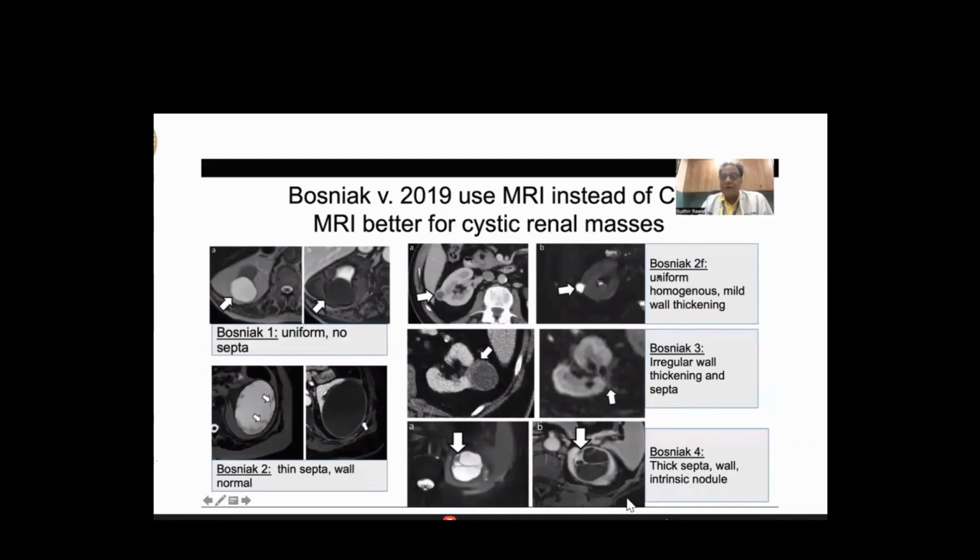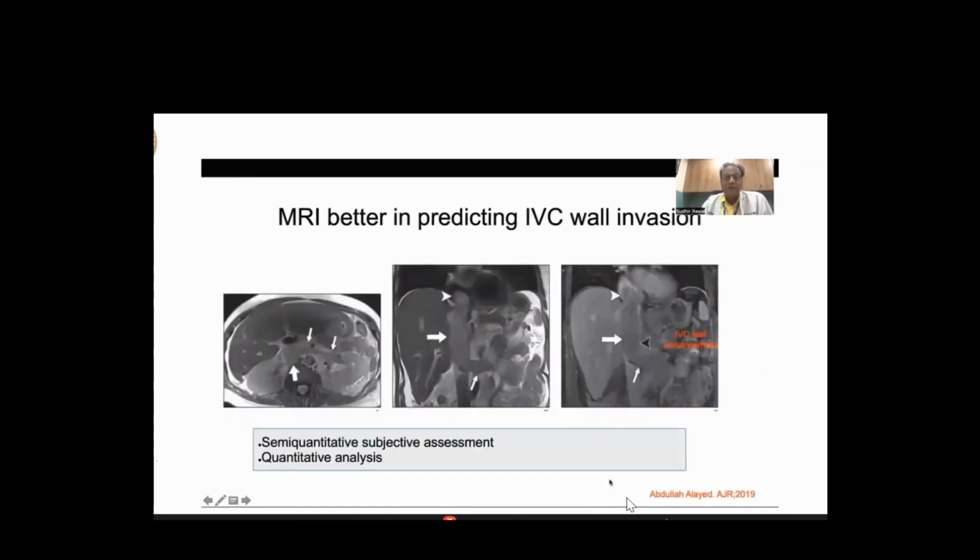You can see that on MRI, Bosniak 2F has uniform homogeneous mild wall thickening. This is the picture of Bosniak 2. This is Bosniak 1. This is Bosniak 2. Again, you can see this. Bosniak 3 on MRI is very well characterized, and Bosniak 4, you can see, one can say very confidently that this probably is malignant.